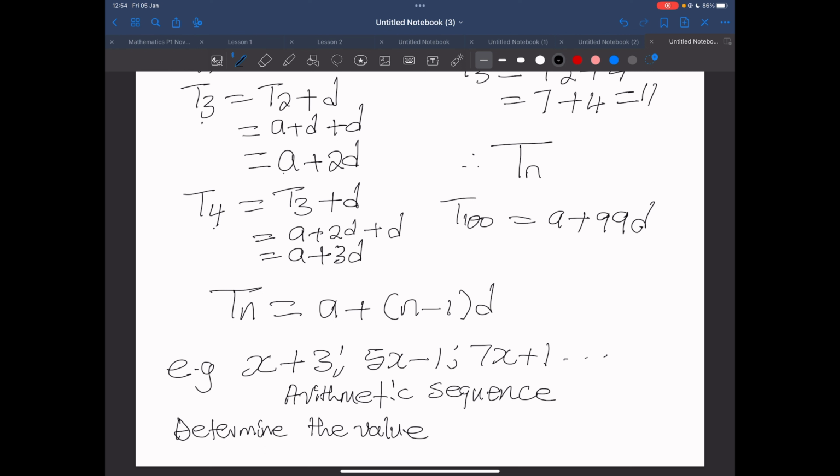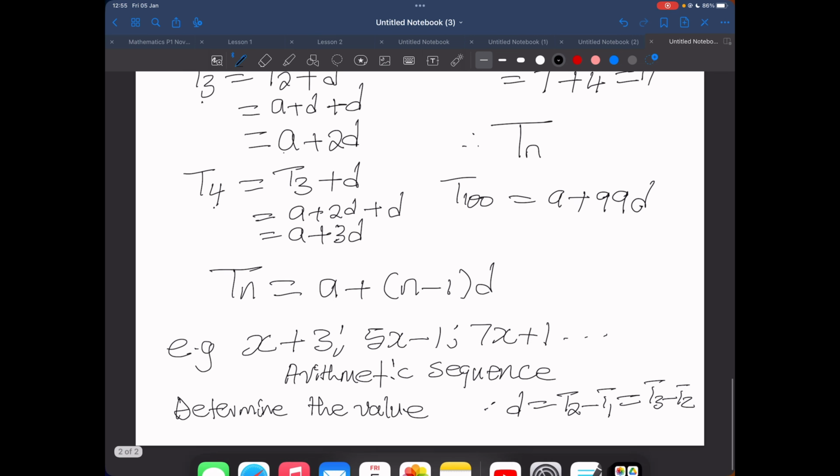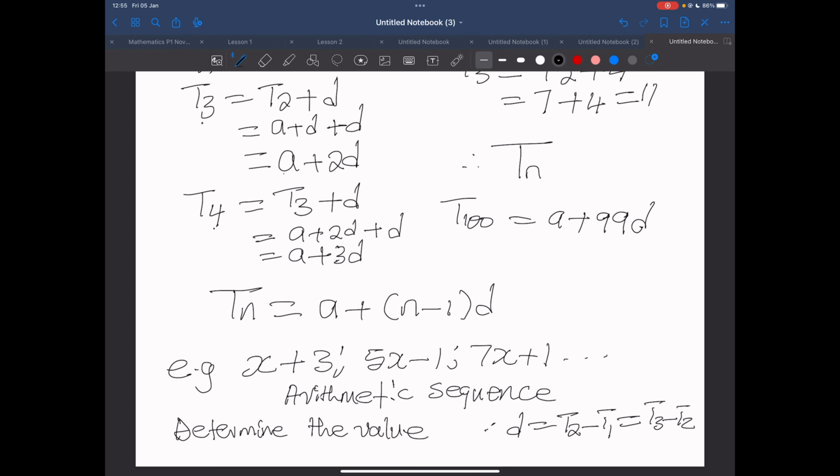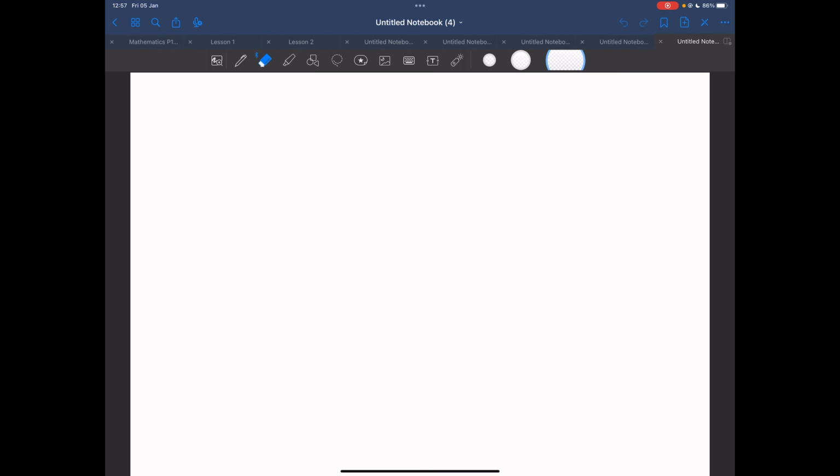Remember, to get the common difference, we take term 2 and subtract term 1, which is actually the same as term 3 minus term 2. We are going to do that so that we can get the value of the common difference.